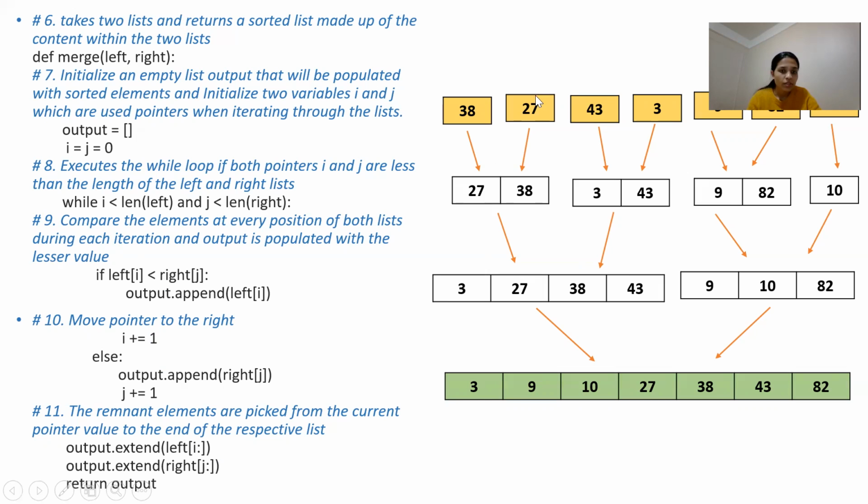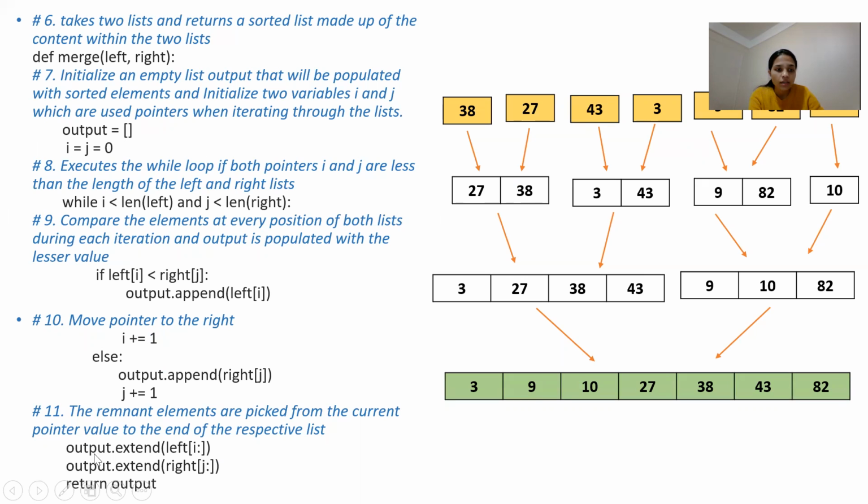So my j pointer is 1. Now the while condition becomes false because 1 is less than 1 is false. So I come out and execute step 11, that is output dot extend. Whatever elements are left will be added back to my output. So 27 and then the 38 will be added back.